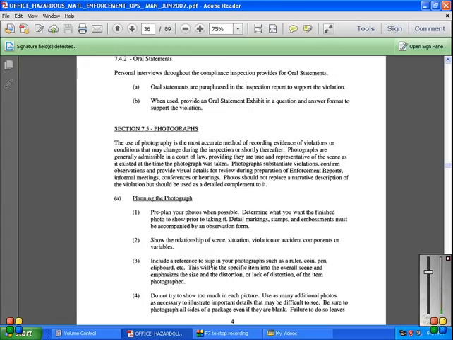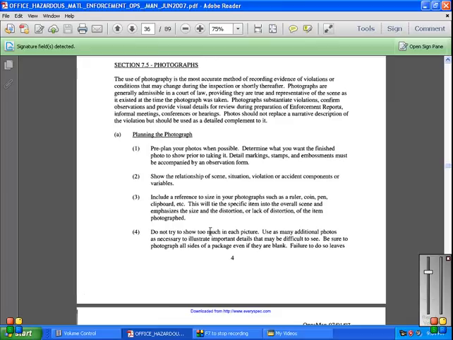Include a reference for the size of the photographed item, such as a ruler, coin, pen, or clipboard. This will identify the specific item, overview the scene, and emphasize distortion or lack of distortion of the item in the photograph. Do not try to show too much in each picture. Use additional photographs as necessary to illustrate details that may be difficult to see. Be sure to photograph all sides of a package, even if they are blank. Failure to do so leaves a reader wondering.